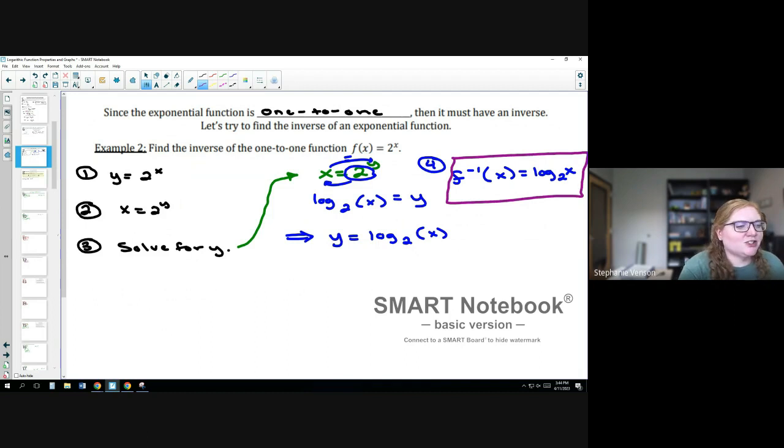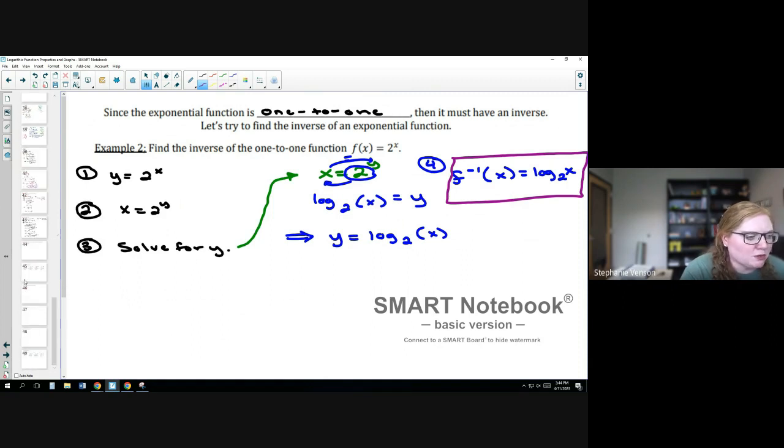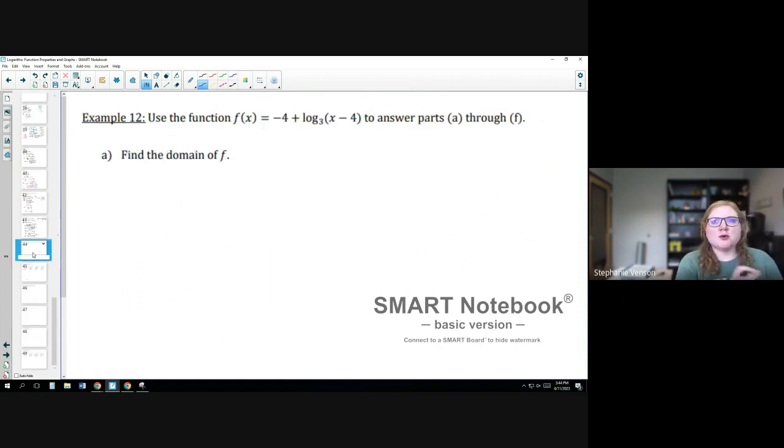All right, and now let's go tackle example 12, which will finish out this lesson. The thing that I love about example 12 is it actually kind of brings together everything from the last two lessons. So I really want you to pay attention closely to example 12, because if you can do example 12, then you have mastered everything in this lesson, which was logarithmic function properties and graphs, as well as everything in the last lesson, which was exponential function properties and graphs.